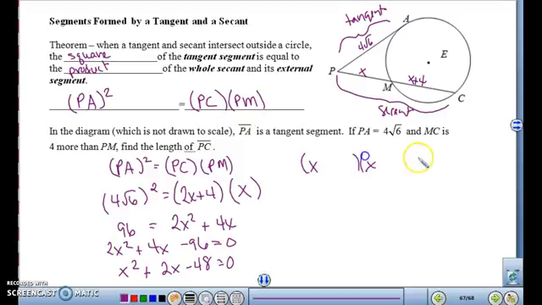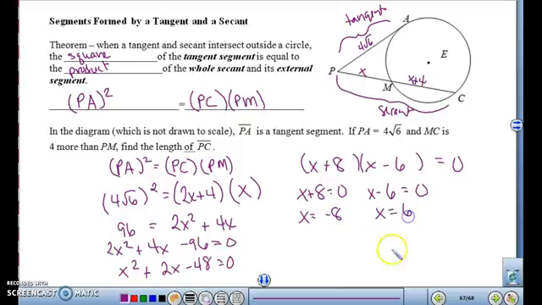This is going to be x and x. And then we have positive 8 and minus 6 to get it equal to 2. 8 minus 6 is 2 to get the middle. Set them equal to 0. And x is equal to negative 8, and x is equal to 6. All right, now since this is the length of a segment, we can't have any negatives. We have to reject this.